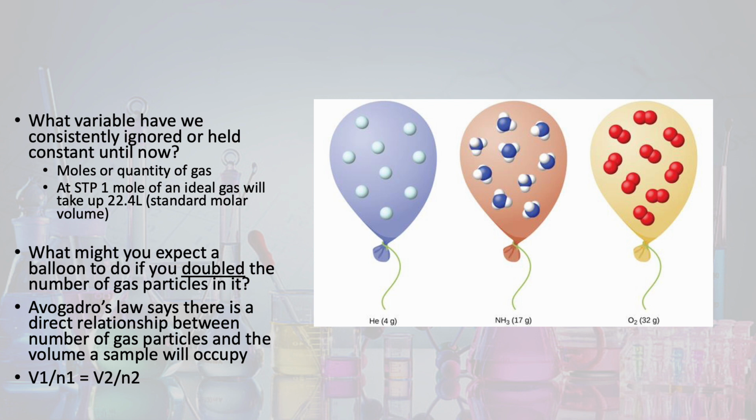So Avogadro's law says there's a direct relationship between the number of gas particles and the volume a sample will occupy. And mathematically, we discuss this as V1 over N1 equals V2 over N2, right? So the initial volume of something divided by the number of moles of gas will equal the second volume divided by the second number of moles.